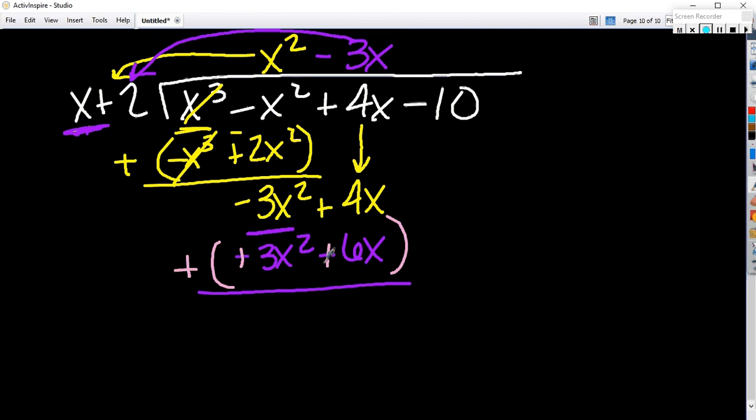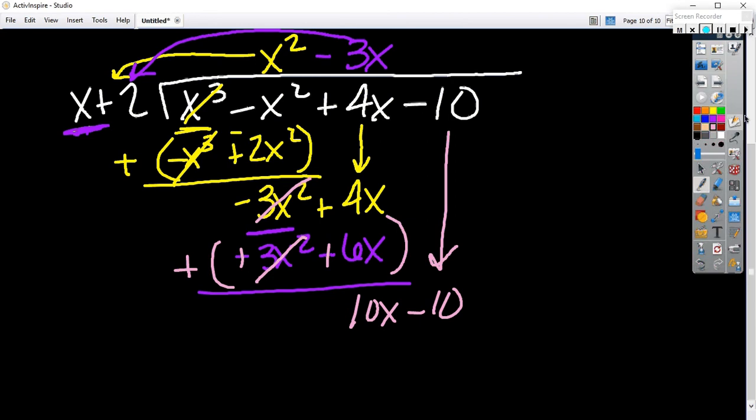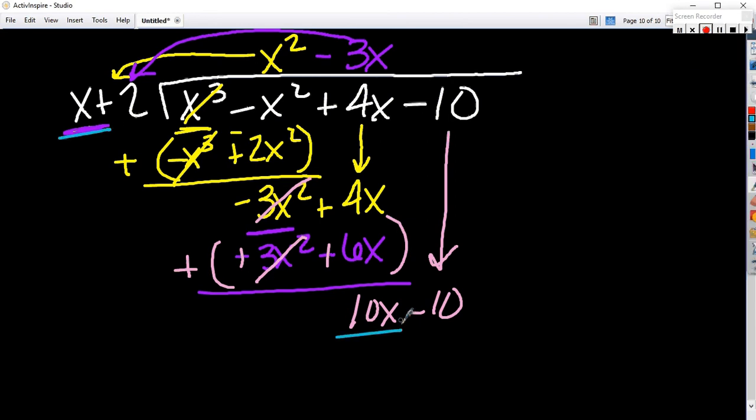Same, change, cancel. 4x and 6x gives me 10x. See the repetition here? Holy cow. Bring down the next term. Same thing again. X times what gives me 10x? 10 up top. Multiply around. 10 times x is 10x, and 10 times 2 is 20.